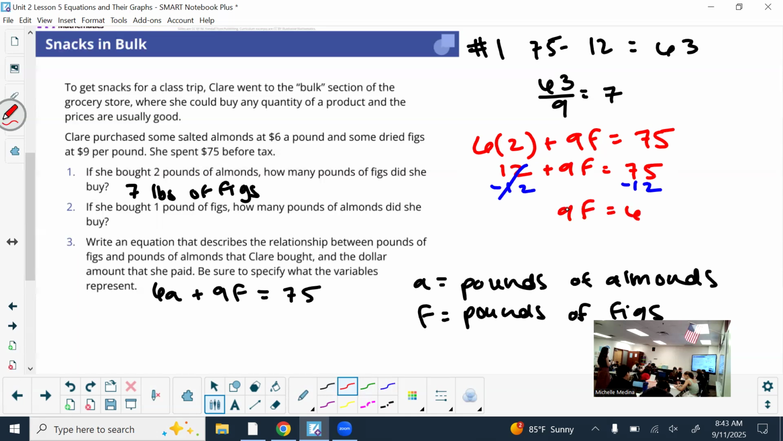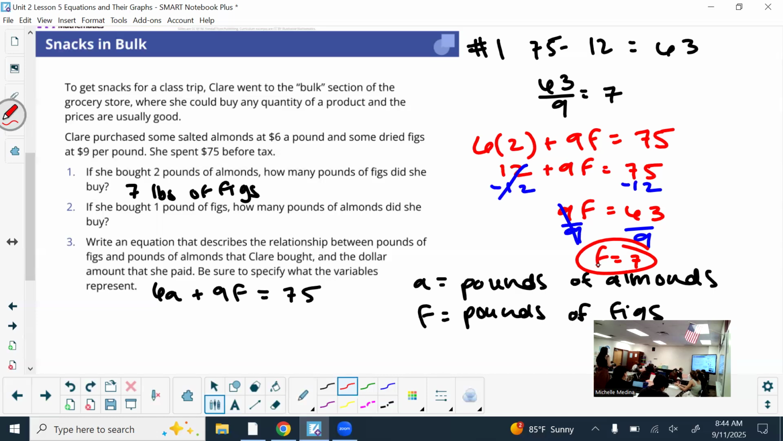We get 9f equals 63. Opposite of multiplying by 9 is dividing by 9, which is their next step too. It's 63 divided by 9. However, this is a little bit easier to follow and explain. All right, so questions on the answer for number 1, 7 pounds.